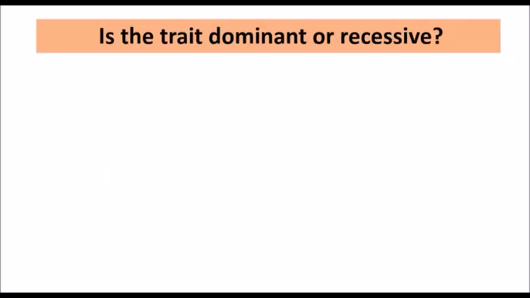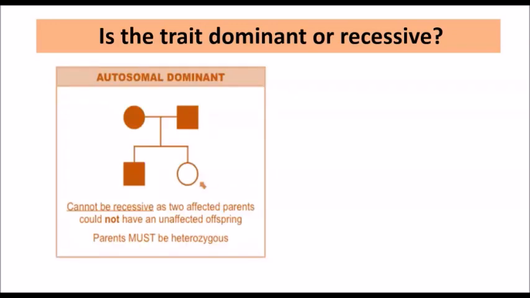Okay, so before being able to interpret a pedigree chart, you need to be able to determine if the particular trait that you're studying is dominant or recessive. So in terms of autosomal dominance, you should be familiar with these terms from previous videos. Autosomal meaning that it is related to chromosomes.